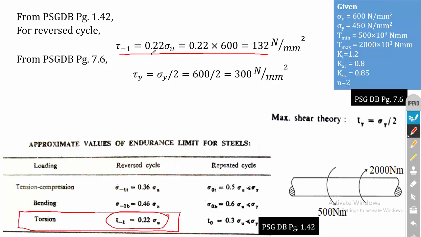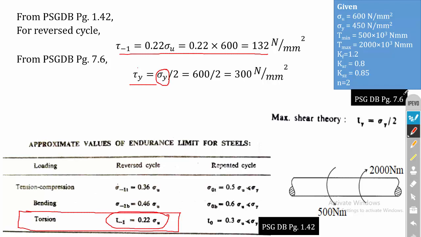So I am going to use the equation tau minus 1 is equal to 0.22 sigma u. It is 600. Then finally we will get tau minus 1 is equal to 132 Newton per mm square. Then the tau y. In the previous problems we used the sigma y values, since it is normal stress.